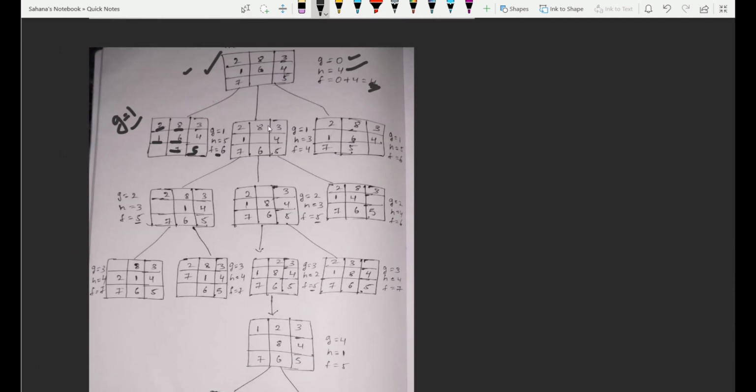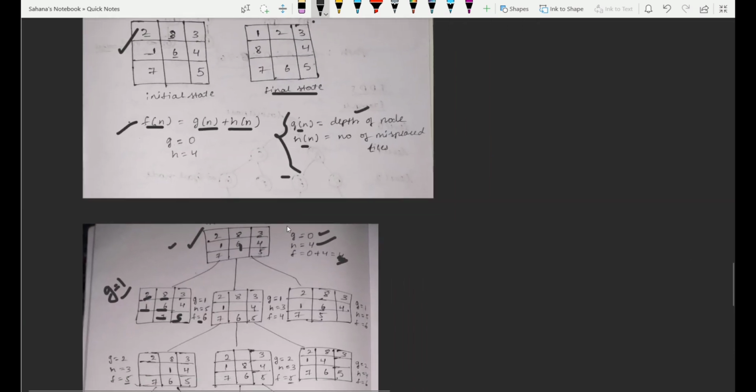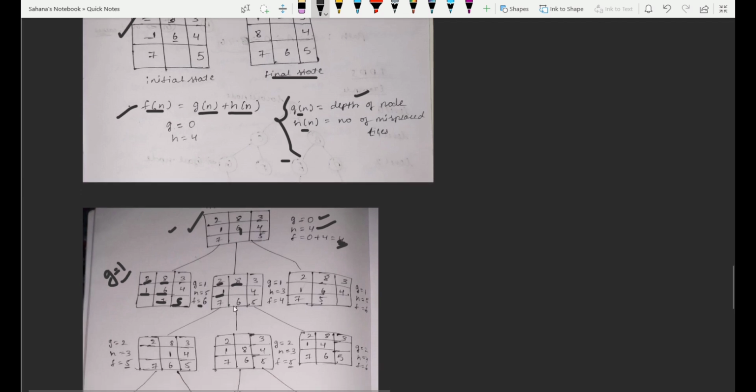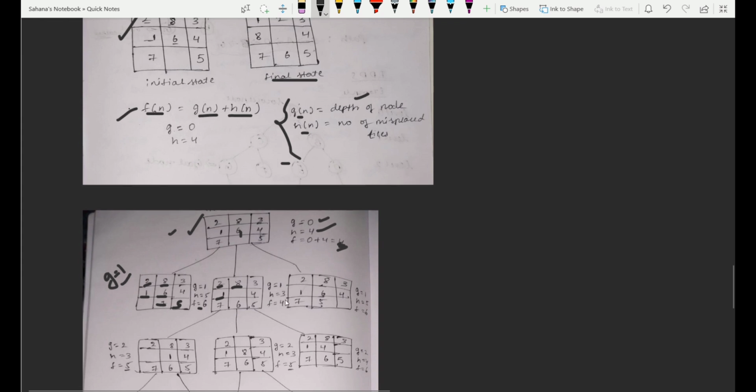Then we will go for this box. Now in this box we will move 6 below. If we move 6 below, the number of misplaced tiles, the h value, will be 3. Again, if you want to check, you can check. 2 is misplaced, 8 is also misplaced, 1 is also misplaced. That's all, no? So your h value will be 3. If we add both, we'll get 4.